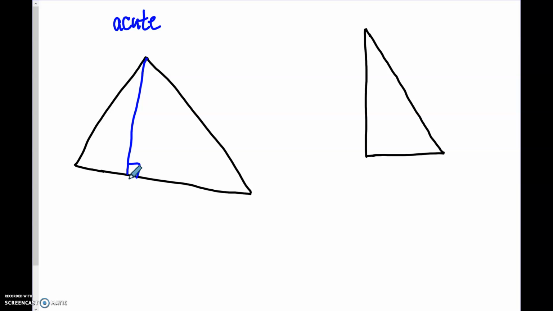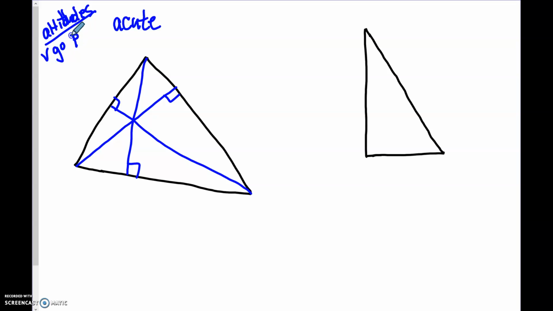Now if we do another one, we could have gone from this side and made that perpendicular, and we could have gone from this side and made that perpendicular. So these are making the altitudes. Altitudes start at a vertex, and this time they go perpendicular to the opposite side. The medians.